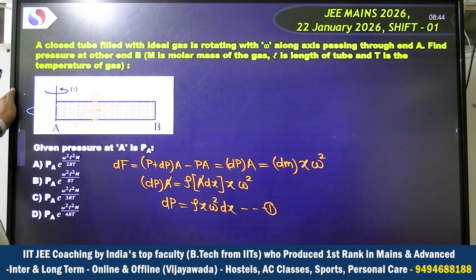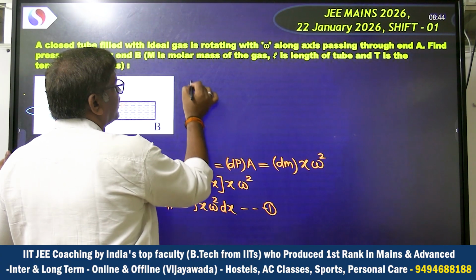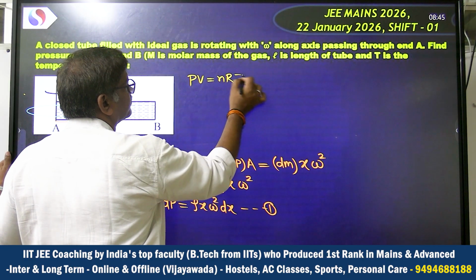Also, they are mentioning molar mass. This is a gas and it is having molar mass with the temperature T. So we have to relate this parameter with the pressure. That means PV equals nRT.